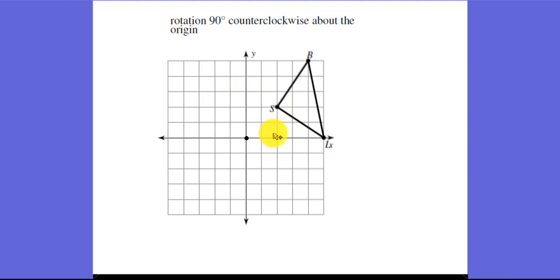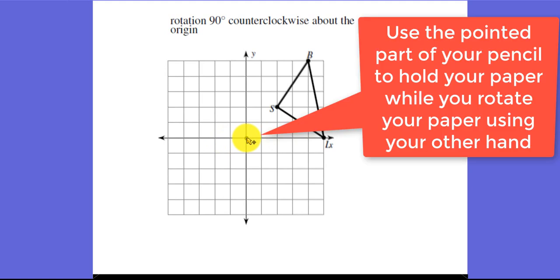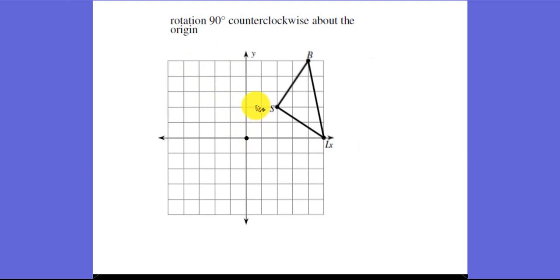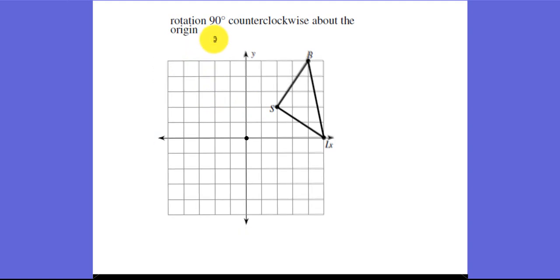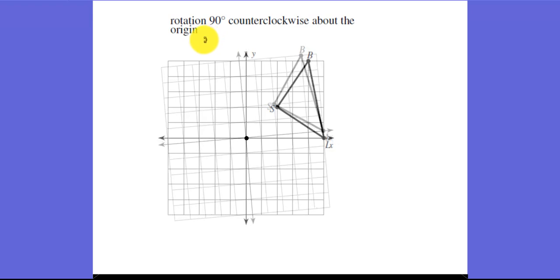So what we have to do here is to copy this in our paper and then put your pencil here and use your hand to rotate your paper. So I'm going to rotate my paper right now. I'm going to put my pencil here so that the paper can just move clockwise or counterclockwise. So I'm going to rotate this paper counterclockwise 90 degrees, so one quadrant only.